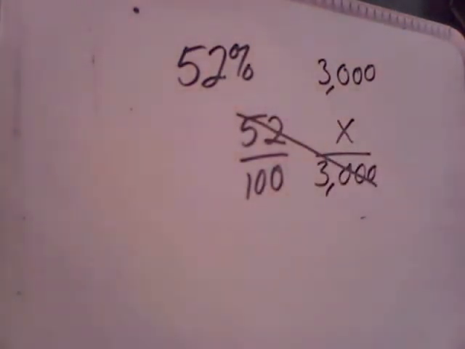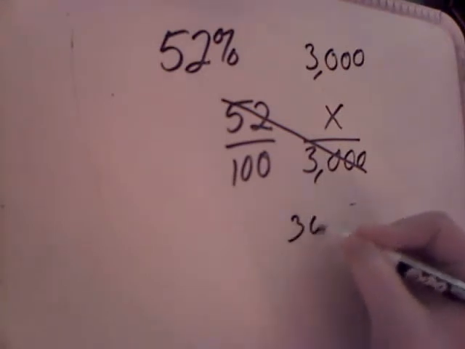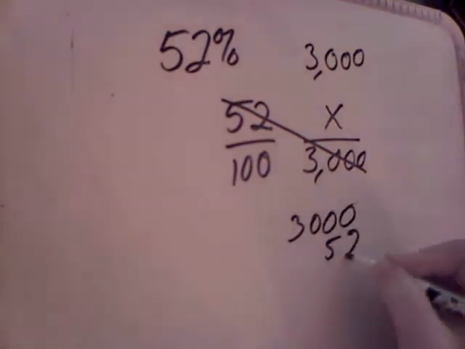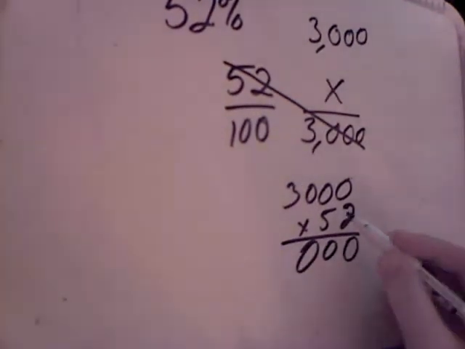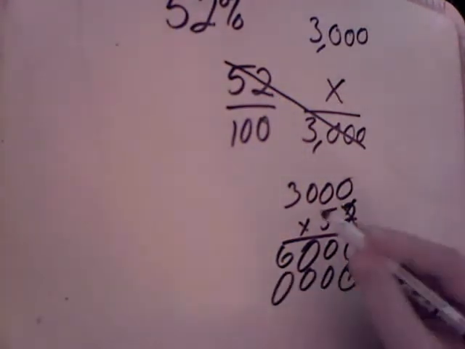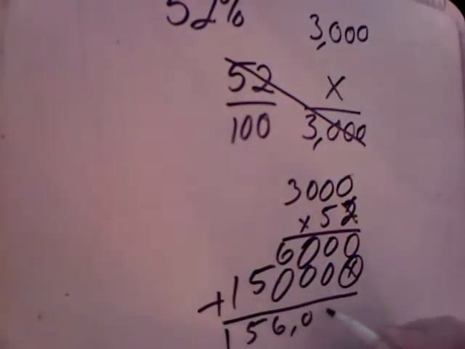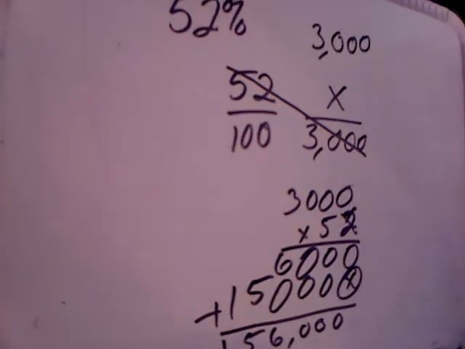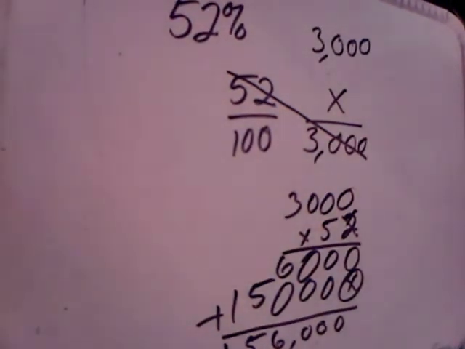52 times 3,000 is the first thing we're going to do. Two times 0 is 0. 2 times 3 is 6. Done with the 2. 5 times 0 is 0. 5 times 3 is 15. Add that up and we get 156,000. So, we know that 52 times 3,000 is 156,000.